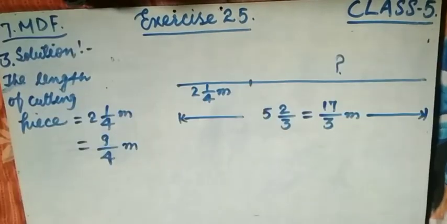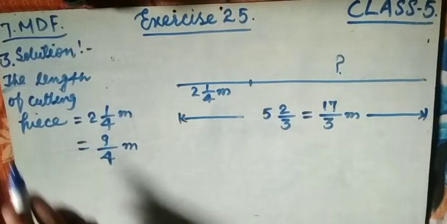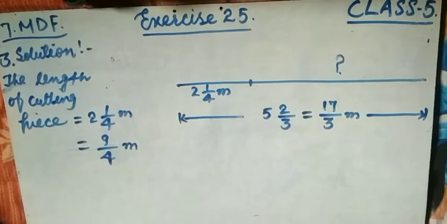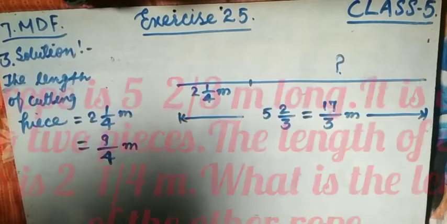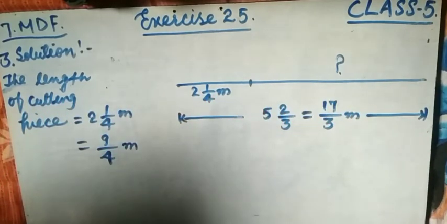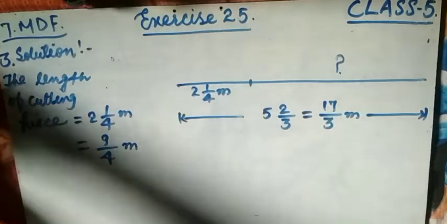Now next, friends, see question number 3 says, as you can see on the screen, that a rope is 5 and 2/3 meter long. It is cut into 2 pieces. The length of one piece is 2 and 1/4 meter. What is the length of the other piece?